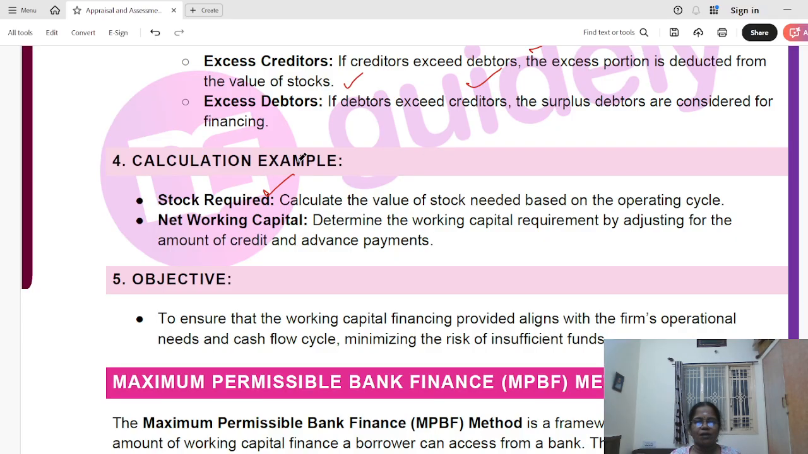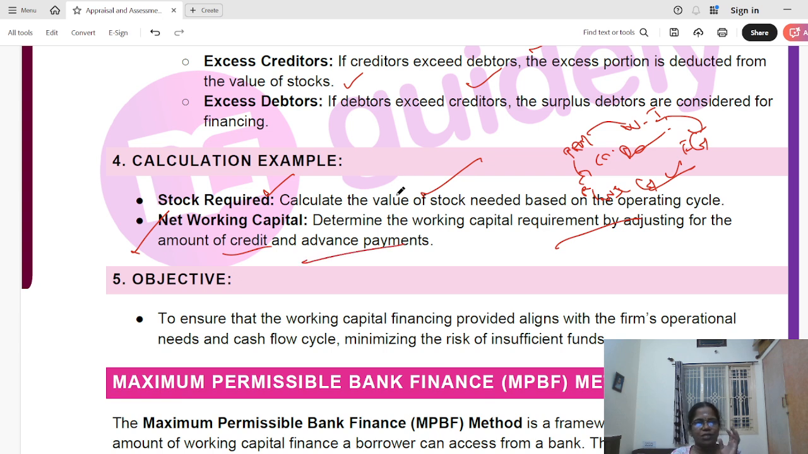Calculation example. Stock required: calculate the value of stock needed based on the operating cycle. What is that operating cycle? Procuring a raw material. Raw material is converted into work in progress. Then work in progress goes to finished goods. Then finished goods go to the godown. Then it goes to the wholesaler, retailer, then customer, then finalizing the amount, realizing the cash. So that is the net working capital requirement after adjusting for the credit as well as the advance payment.